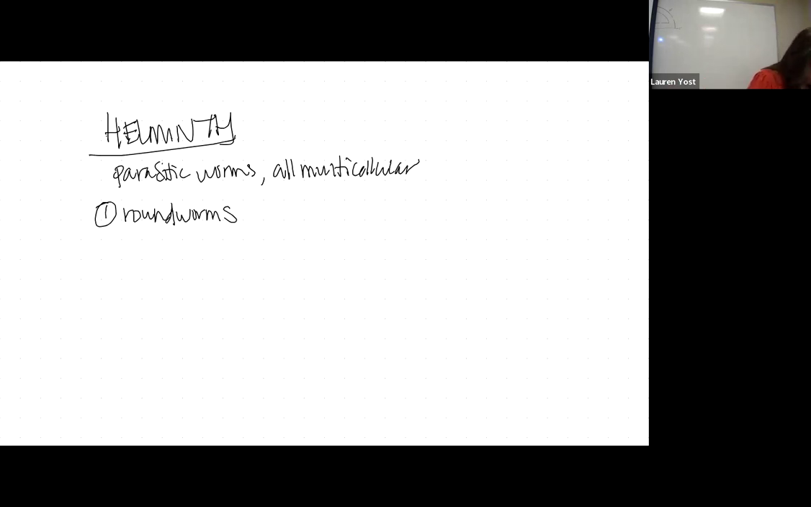So the roundworms here. So the helminths, that's fine. They have their own little term there. The roundworms are known as nematodes.